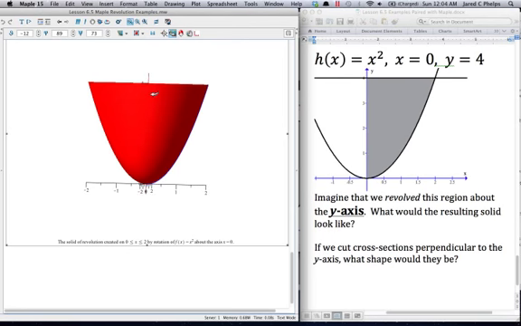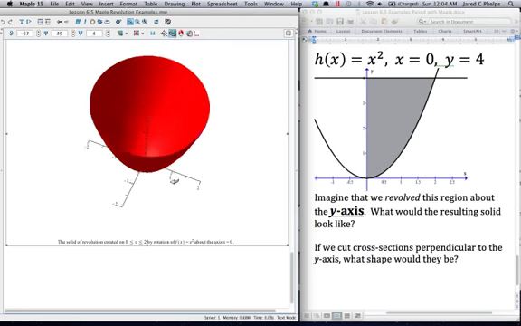Now, my previous two questions asked what happens if I take cross-sections perpendicular to the x-axis. If I were to take cross-sections of this thing perpendicular to the x-axis, I'd basically get parabola shapes, which is kind of weird. Because I revolved around the y-axis, I'm interested in the cross-sections that are perpendicular to it. So what happens when I cut this one sideways? What happens when I take cross-sections perpendicular to the y-axis?